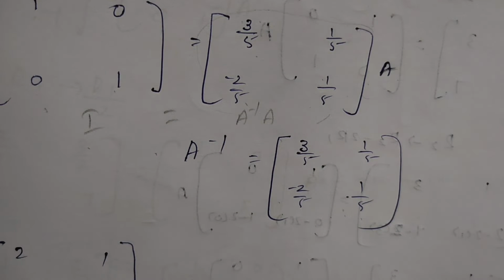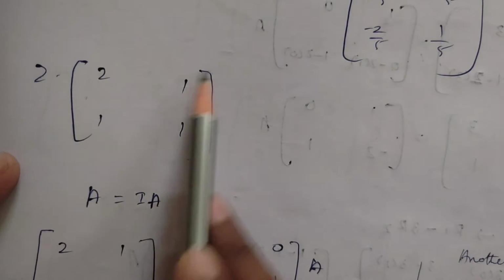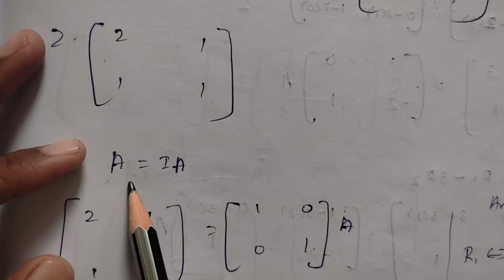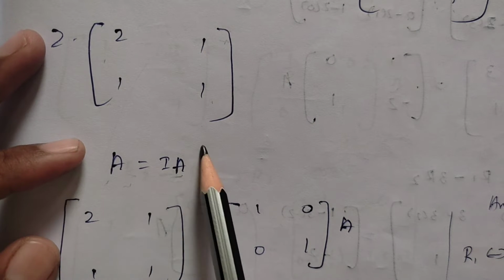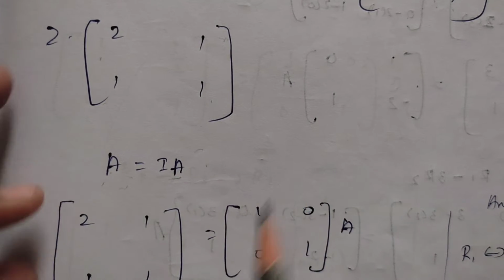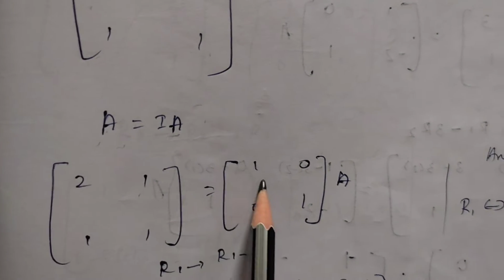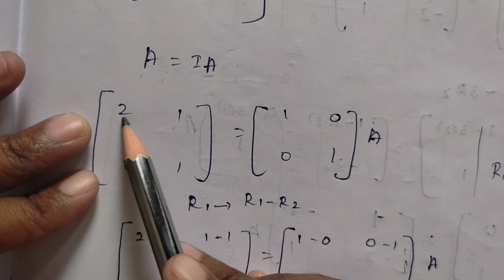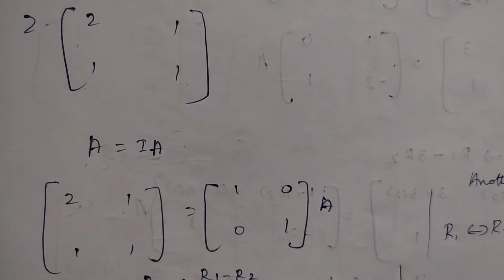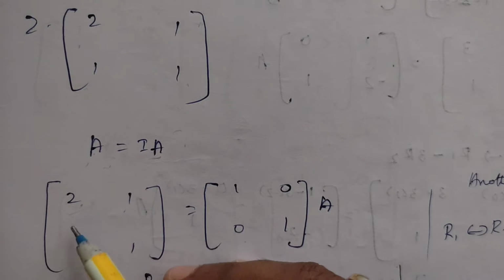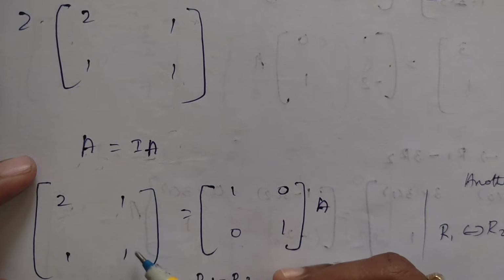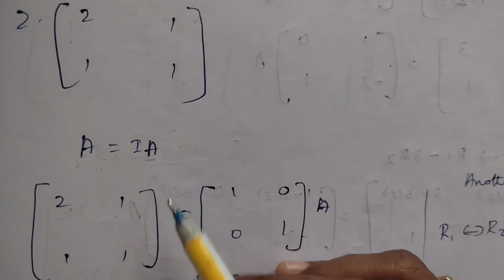So the next problem is 2, 1, 1, 1. Write our given matrix as A is equal to IA, because I am using the row operation. A is written, identity matrix 1, 0, 0, 1 into A. So the first step is you should make this element 1 by dividing the row by 2, or else you can interchange the first row by second row and second row by first row. You can use any one of the elementary operations.